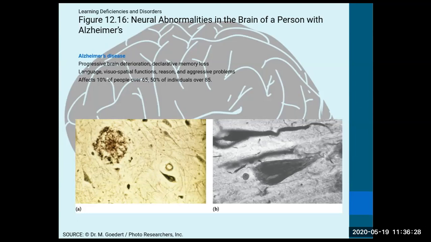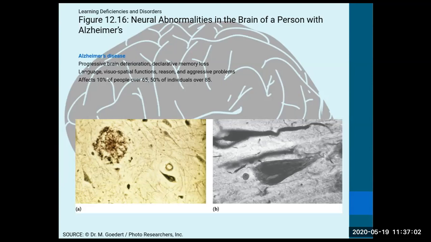So we see that there are deficits in language, visual spatial functions, the ability to reason. And a lot of the people with Alzheimer's disease, as it progresses, get really disoriented and very aggressive because they're not able to do the things that they were able to, and they can't articulate that. It affects about 10% of the population of elderly people over 65 years of age. And as you get closer to 85, that number goes up to about 50% of individuals.